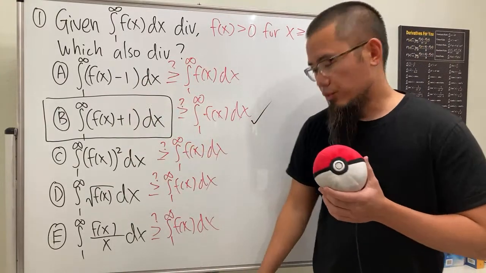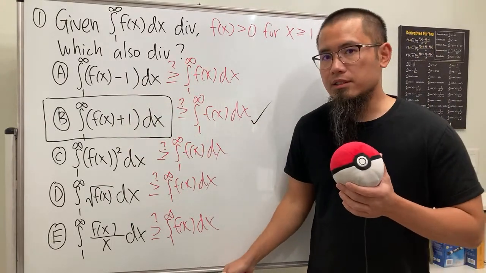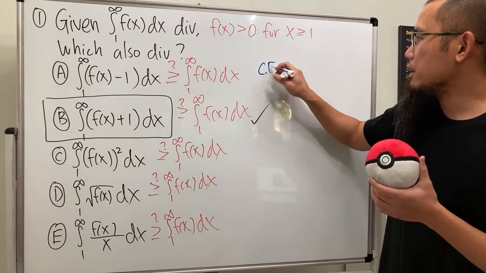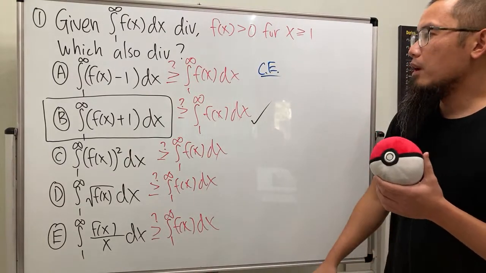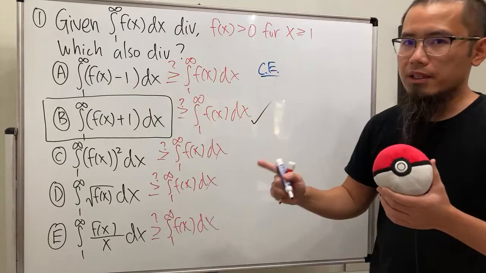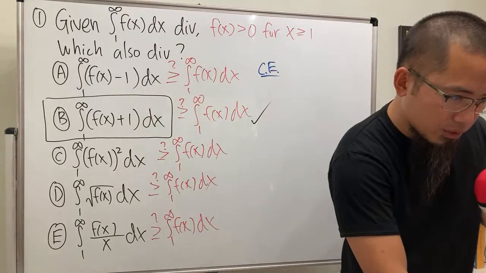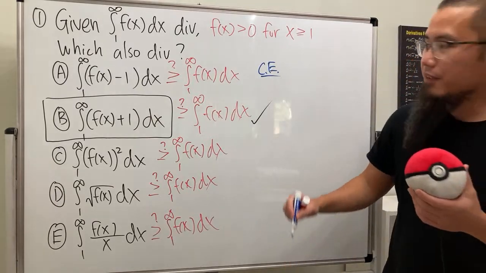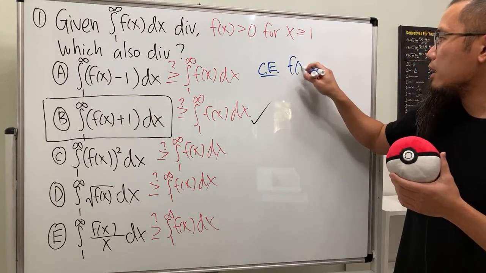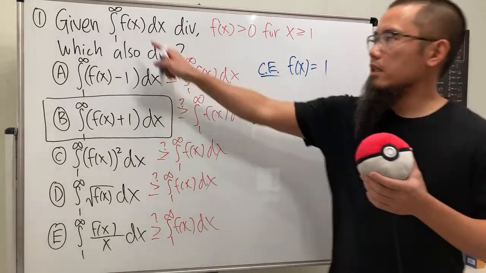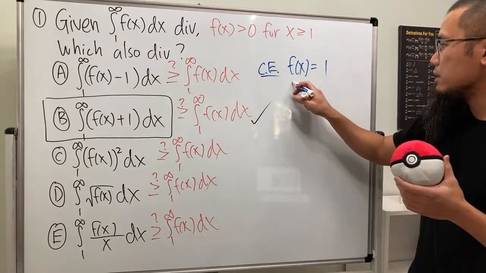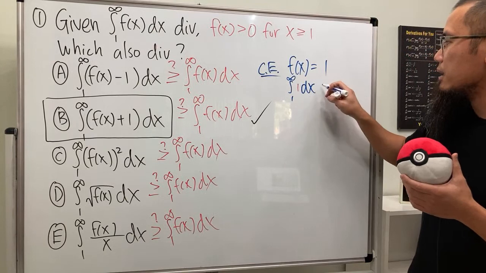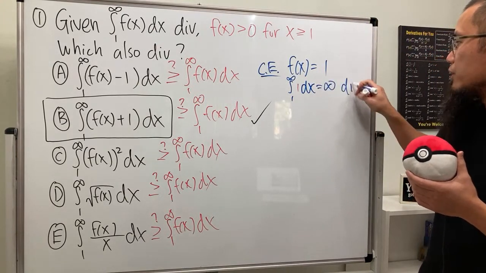A is not true, right? Because let's talk about a counter example. So I'm just going to put this down right here, counter example. Well, if you have f of x equal to 1, somebody also mentioned that as well. Yes, if you have f of x equal to 1, then we know this right here diverges. The integral from 1 to infinity of 1 dx goes to infinity, which diverges.